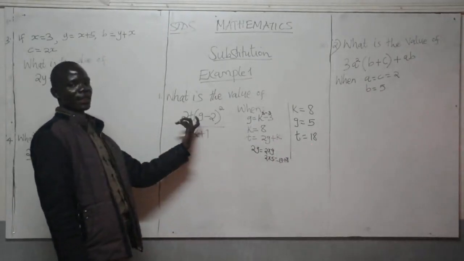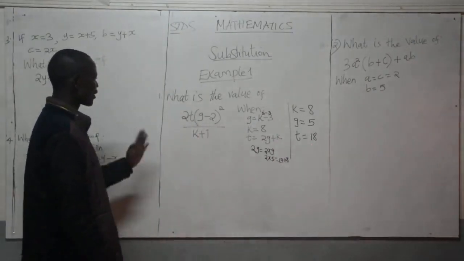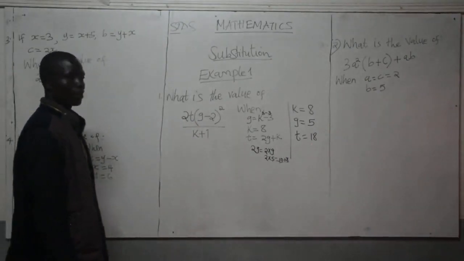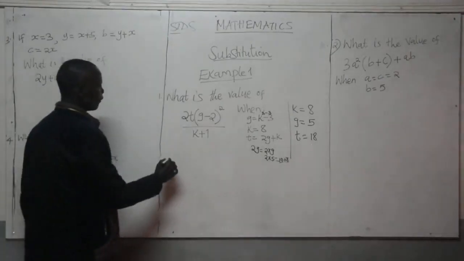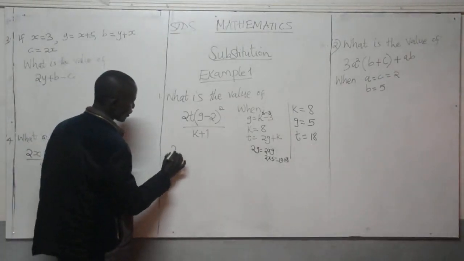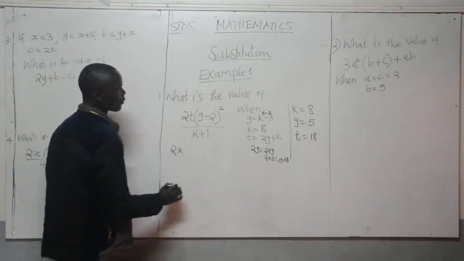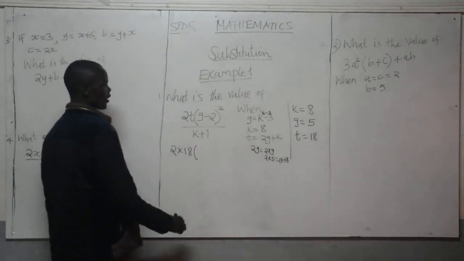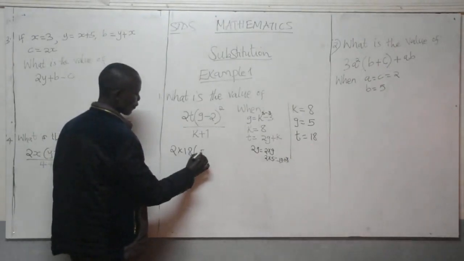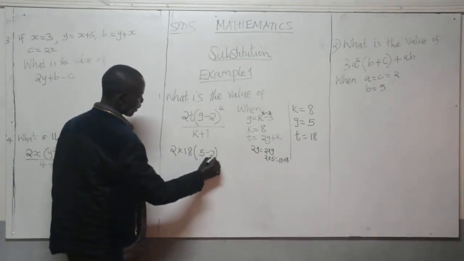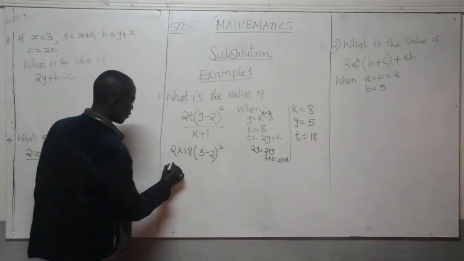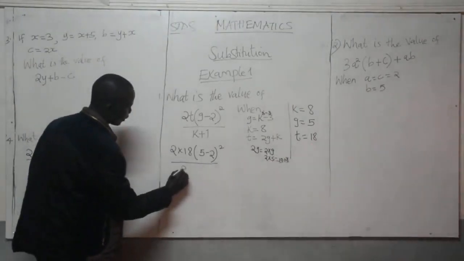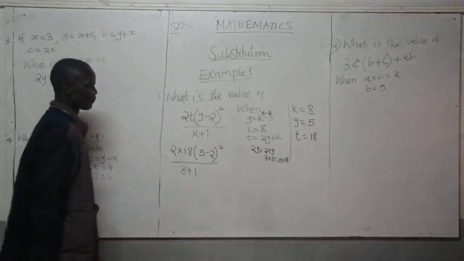So we just have to replace. We substitute here. Where there is t, we put the exact value of t. Where there is g, we also put the exact value of g. Likewise the value of k. So we have 2t, which is 2 times the value of t, which is 18. We open the bracket. That is g. The value of g is 5. You write 5 minus 2. We close the bracket, say squared. Then we say over k. The value of k is 8. You write 8 plus 1.